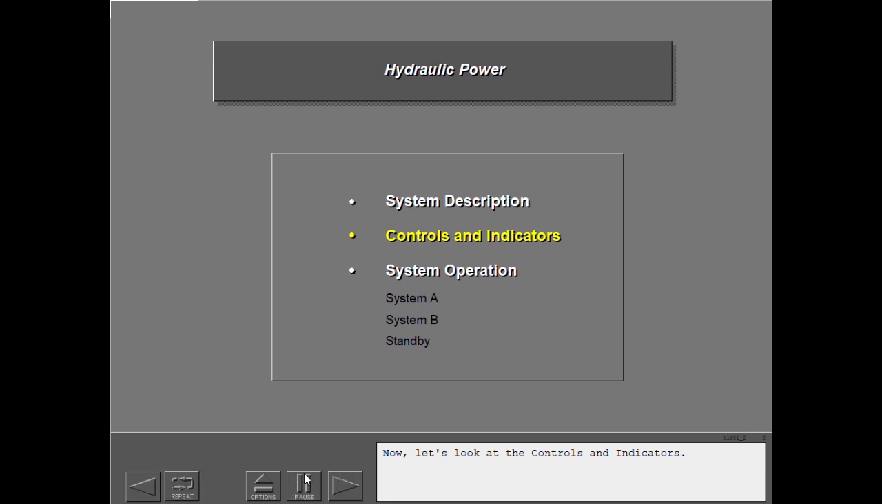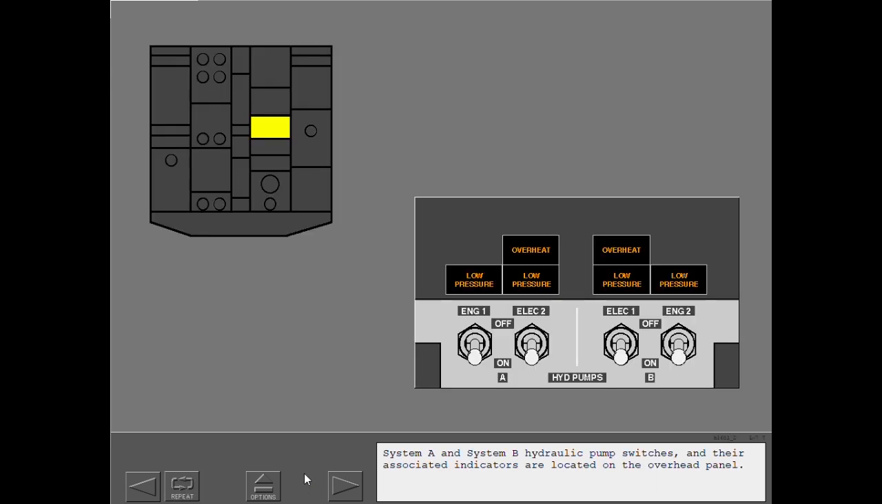Now let's look at the controls and indicators. System A and System B hydraulic pump switches and their associated indicators are located on the overhead panel.